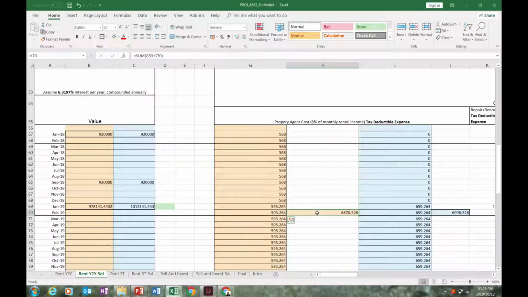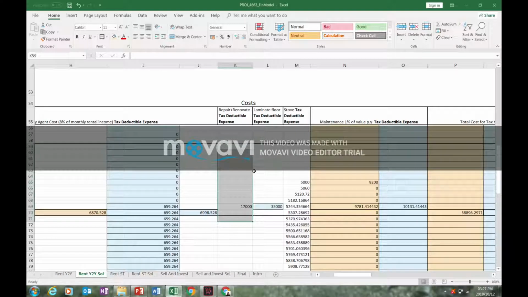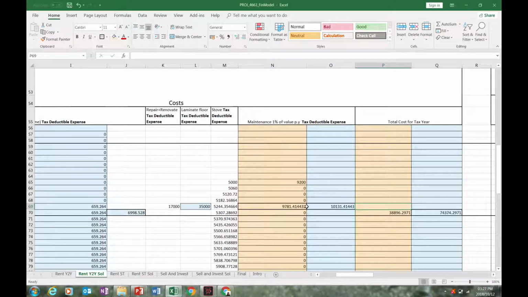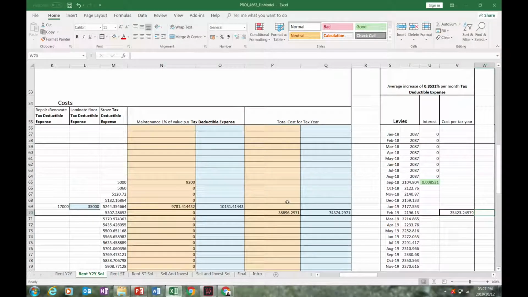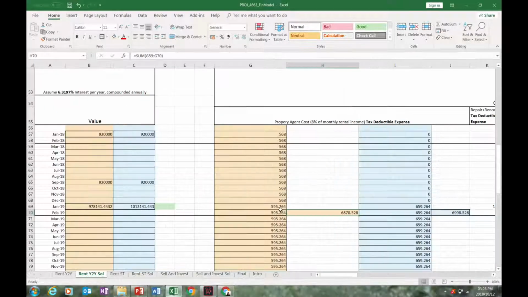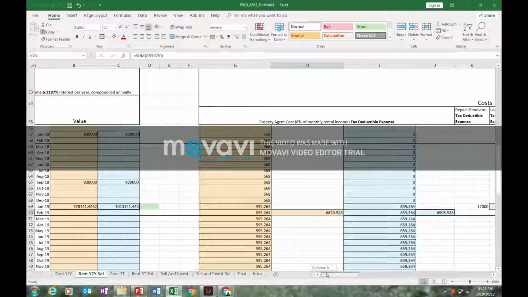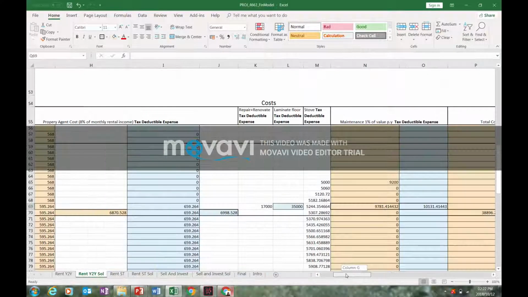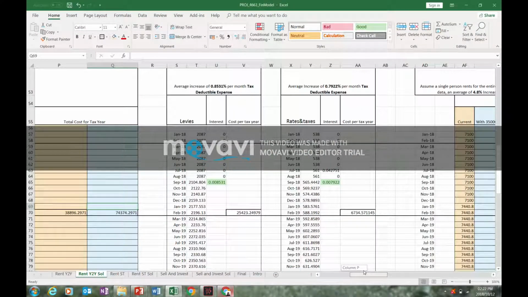As you can see here, this is the total cost for the agent over the tax year. Then we have the different costs associated with renovating and repairing the apartment. Then we have the maintenance cost for the year, which is 1% of the value of the house. This again is influenced by the 35,000 Rand for laminated floors. All these costs and incomes are calculated in a tax year. Right, that's the total cost for the year. All of these expenses are tax deductible. We'll come back to that later.